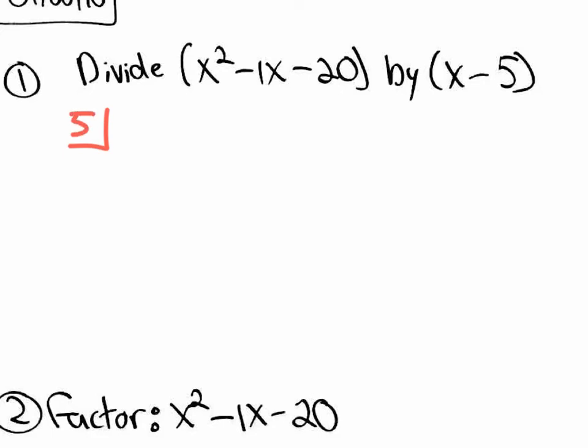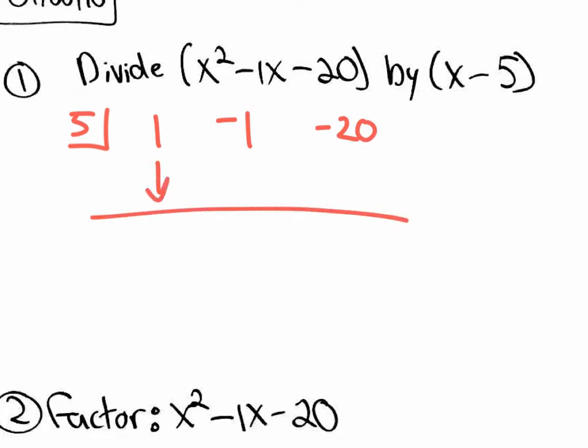And then you go through and you write down the coefficients of each term of your polynomial. So we have a 1 right here, a negative 1, and also a negative 20. Let me write that down. We have a 1, a negative 1, and a negative 20. Okay, so what do we do? I hope you remember, you bring down the 1, and then you simply take the 5 and multiply it by 1 and write the answer up here, which is going to give you a 5.